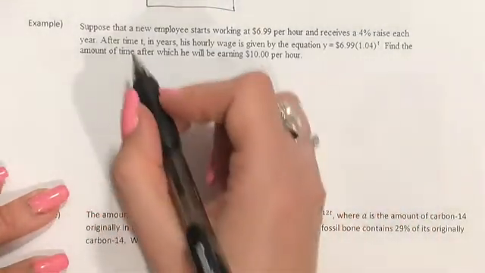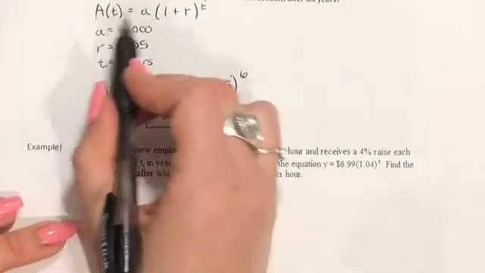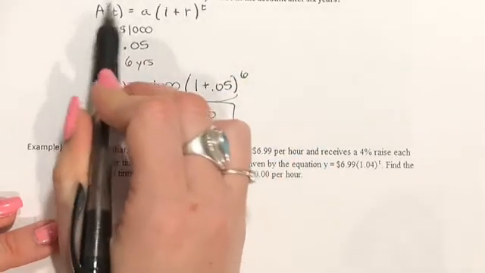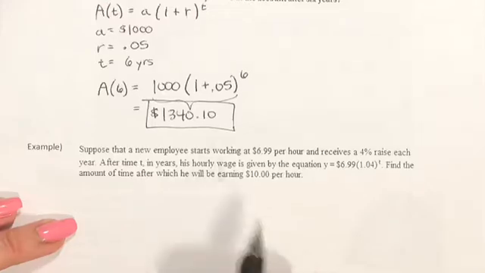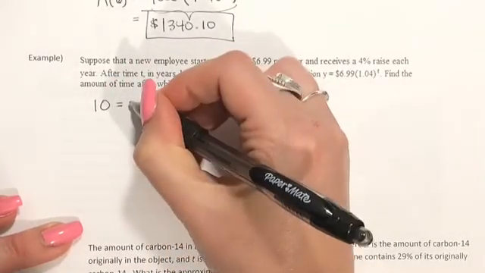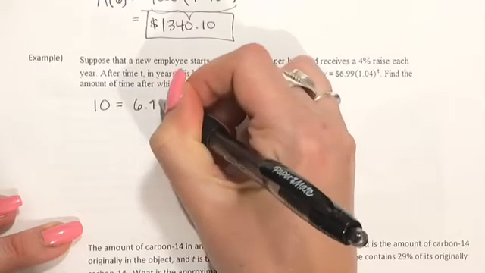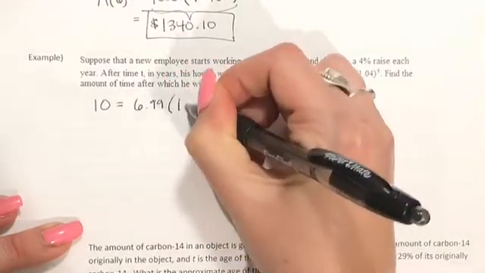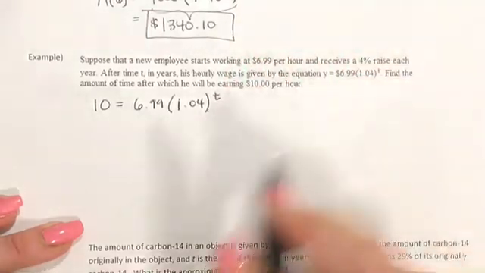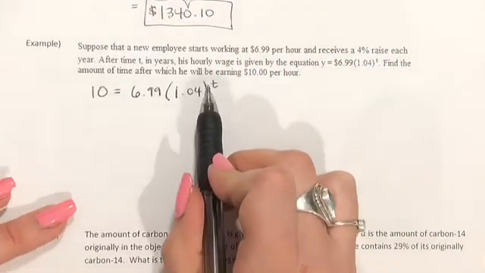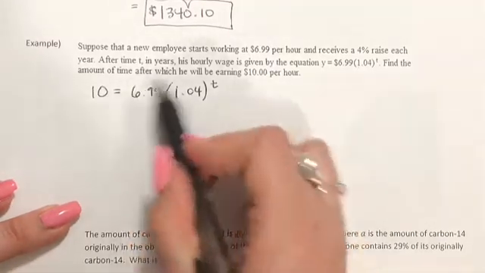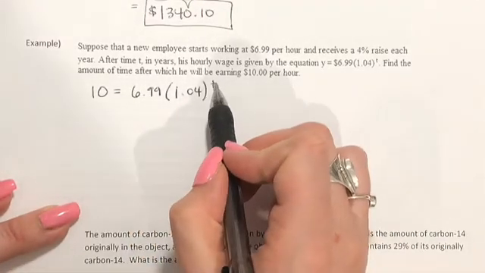So if we're using that same format as the problem above, we know what we want the answer to be. We want this to equal $10. So we're saying, when will it equal 10? So we're starting with the $6.99 times 1.04 for that 4% to the power of t. So this one we're actually trying to find, what is t here? What are we looking for, time? So we're just going to start solving backwards. We want to get t alone.